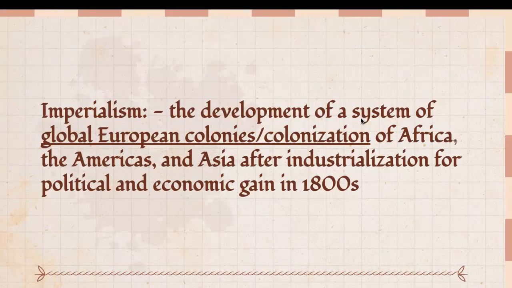Alrighty, let's get started with our actual notes, starting with a definition of imperialism. That is the development of a system of global European colonies and colonialization of Africa, the Americas, and Asia after industrialization for political and economic gain in the 1800s. So how I would summarize that definition is that imperialism is the system of European countries establishing colonies in Africa, the Americas, and Asia after the period of the Industrial Revolution, but still in the 1800s.